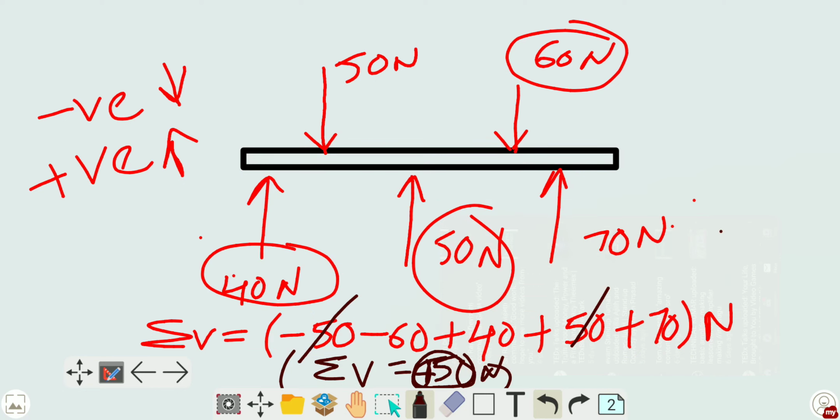What we have discussed here is going to be very useful while solving problems in moments, or the principle of moments, which we are going to discuss in our next video. I hope you have understood this, and keep it in mind, as it will be very useful.